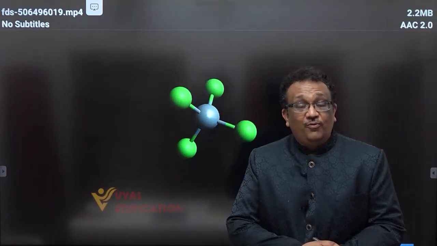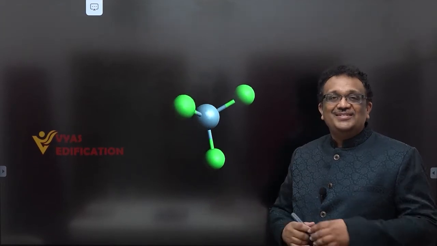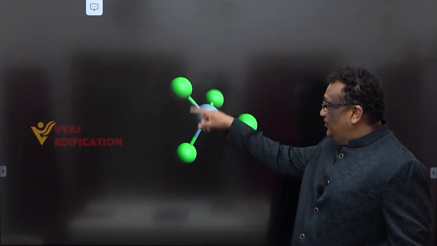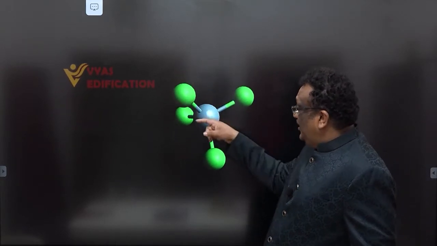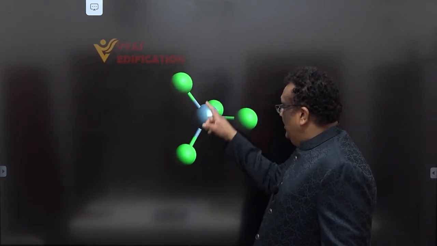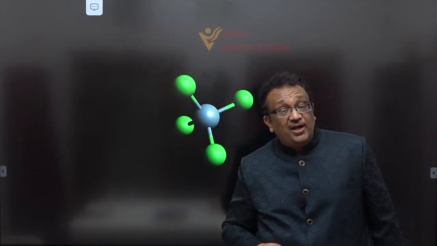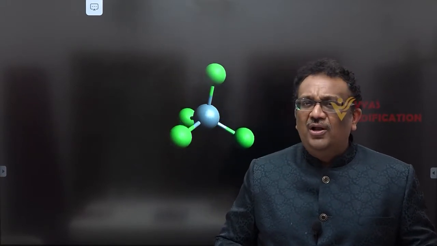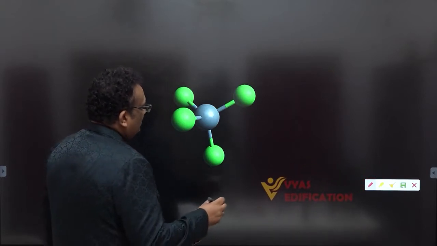Right. Watch out for this very lovely tetrahedral structure of SiCl4. Can you observe the very unique tetrahedral geometry? Can you observe that all the 4 green colored atoms, the Cl atoms, are at same distance from the central atom of silicon? SiCl4, tetrahedral, is a perfectly symmetric structure. Observe this tetrahedral structure very carefully.